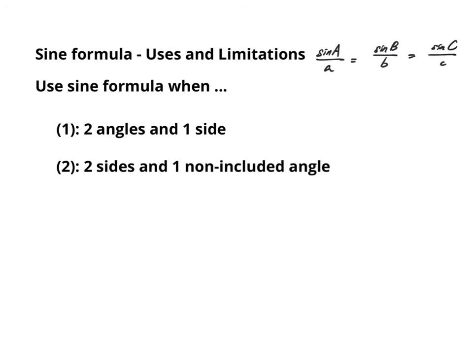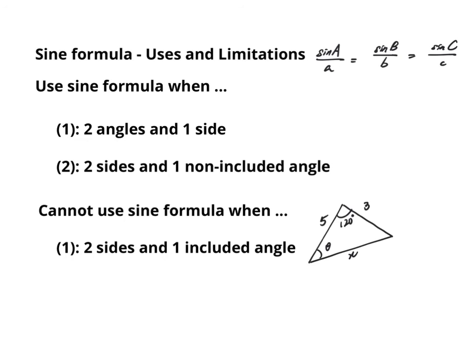So in conclusion, we can use the sine formula when the triangle has two angles and one side, or the triangle has two sides and one non-included angle. However, we can't use the sine formula in two conditions. Condition 1: the triangle is given two sides and one included angle. Take this triangle as an example. Because we don't know the angle opposite to 5, or the side opposite to the angle 120 degrees, we can't apply the sine formula to find the unknown theta or the unknown x.